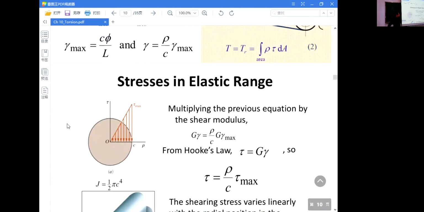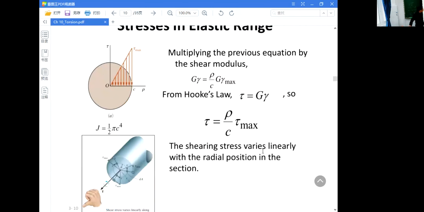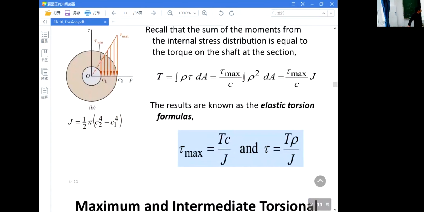Then we know tau equals G gamma, which is Hooke's law. From the three relationships, from the three formulas, we can get the shear stress. Shear stress is T rho over J. It is on the outside of the shaft. C is the maximum value of rho.